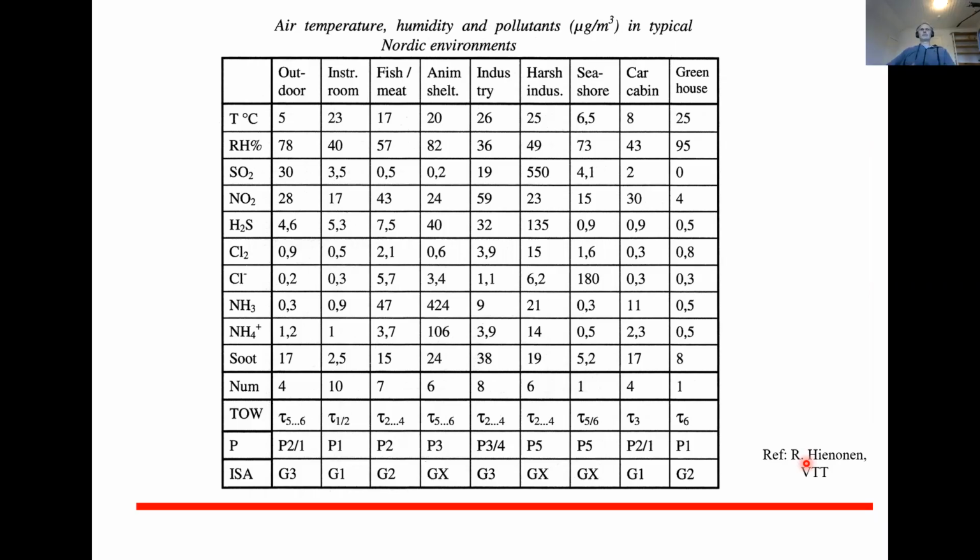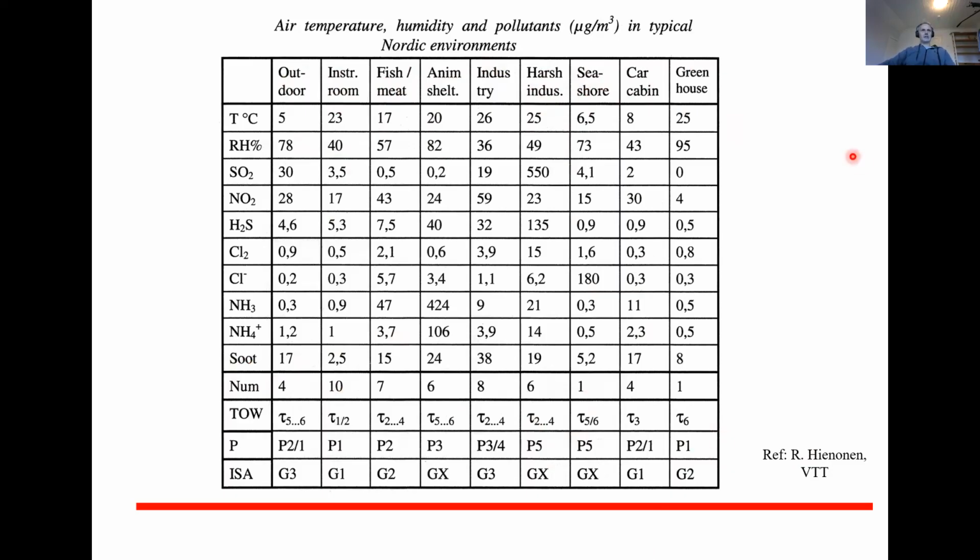But we are talking about typical conditions that you can find in this kind of a place in the world. So here we have typical outdoor, instrument rooms, fish or meat industry, animal centers, normal industry, horse industry, seashore, car cabin, and greenhouses. And this number here is just the number of those. So basically they had 10 different industrial rooms. They had only one seashore environment and so on.